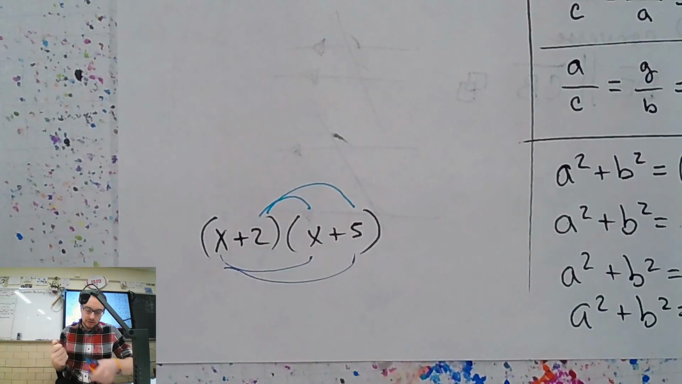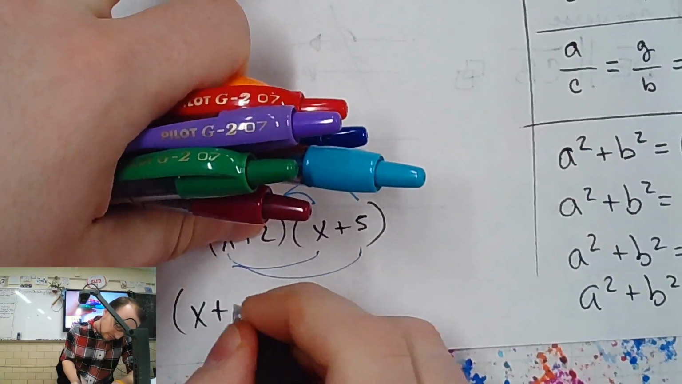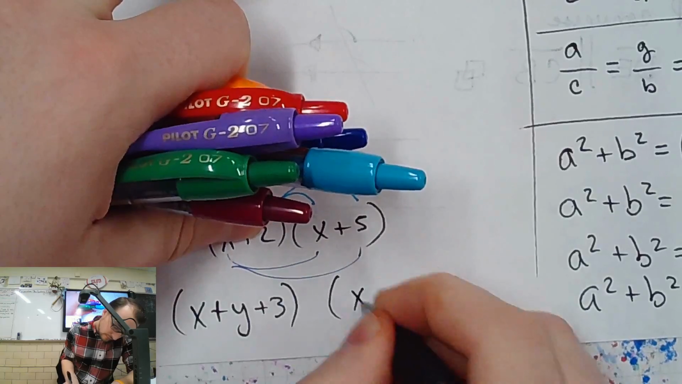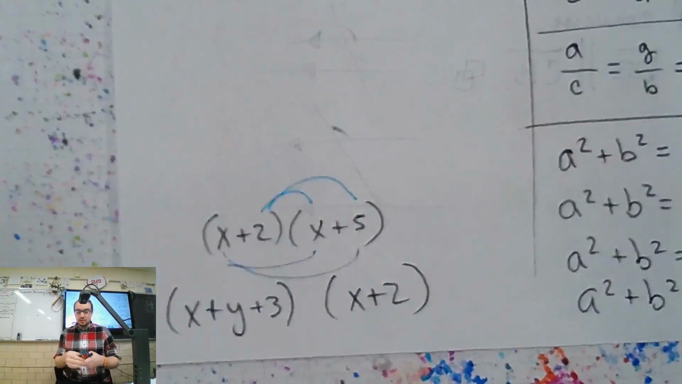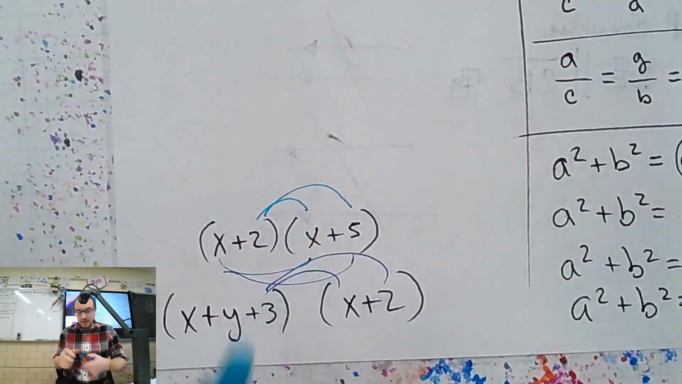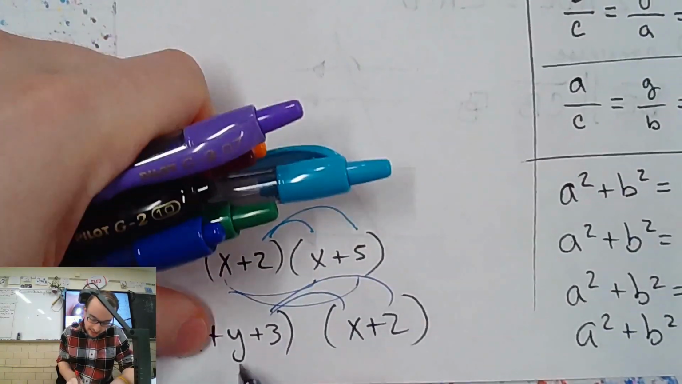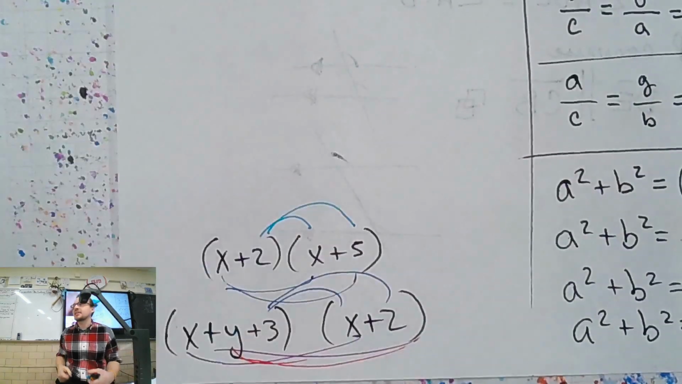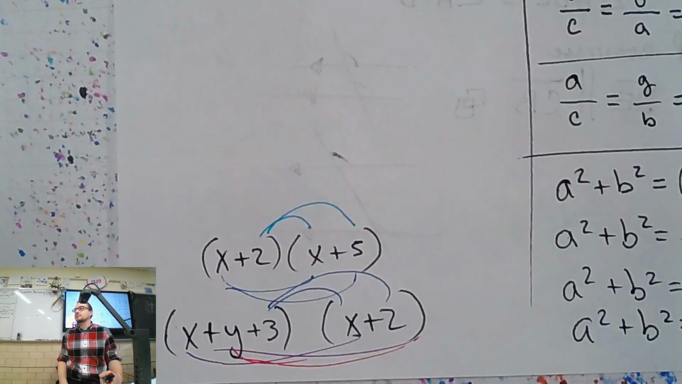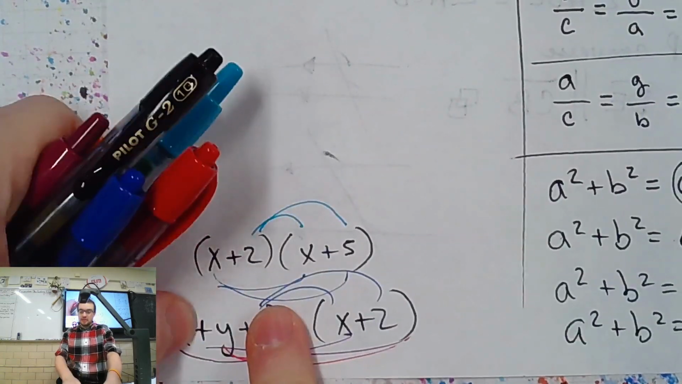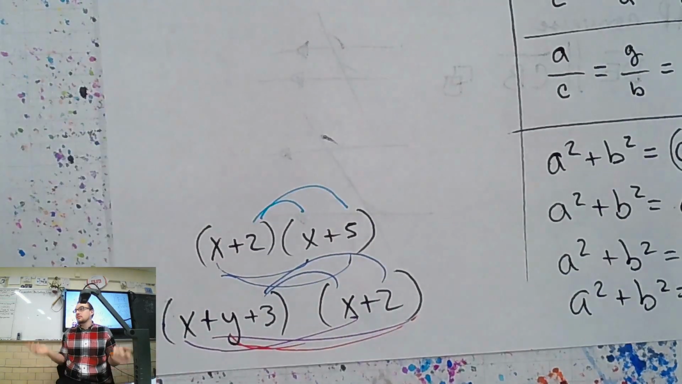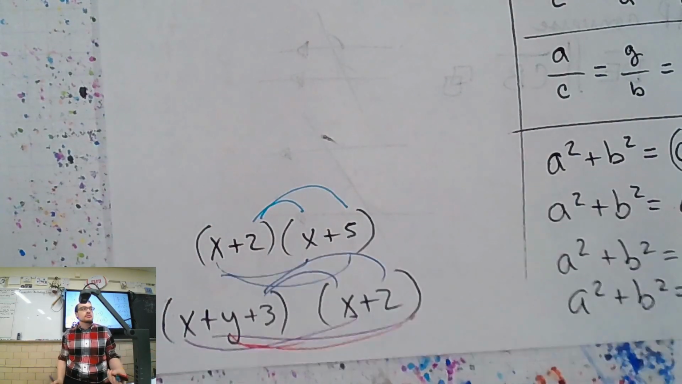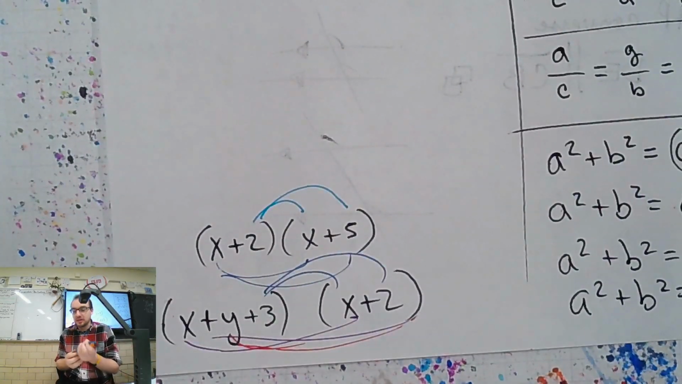Now, the reason I don't like FOIL is because what if you have something like this? You just distribute the 3, then you distribute the y, then you distribute the x. That's it. And you write all that down. You don't need a special thing. It's distribution. Pretend the others don't exist. But instead we're like, let's invent a trick to help students remember.